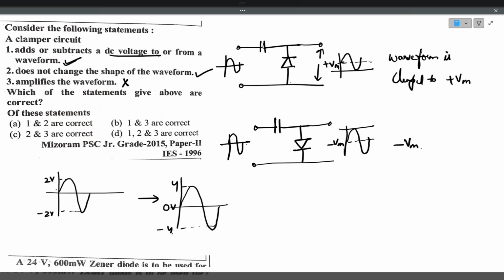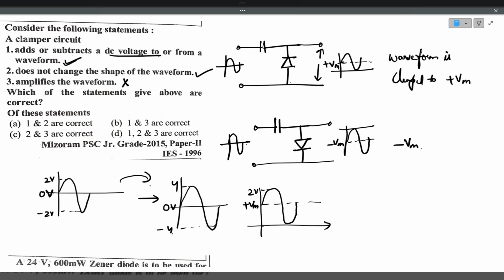This is 0 volt and the bias of the input waveform is also 0 volt. This is called amplification. Whereas in the case of a clamper, you are shifting the waveform. The bias is shifted to plus Vm or minus Vm based on the clamper, and the peak to peak voltage will remain same.